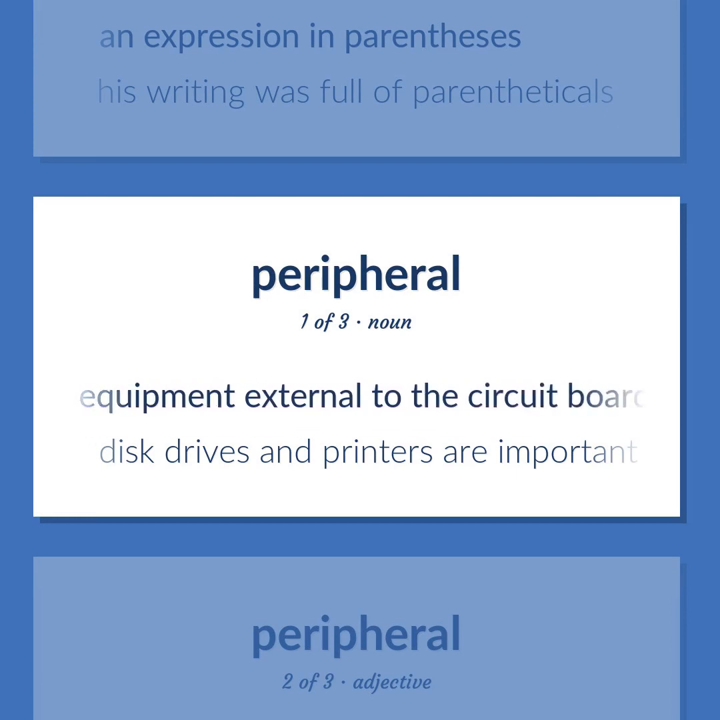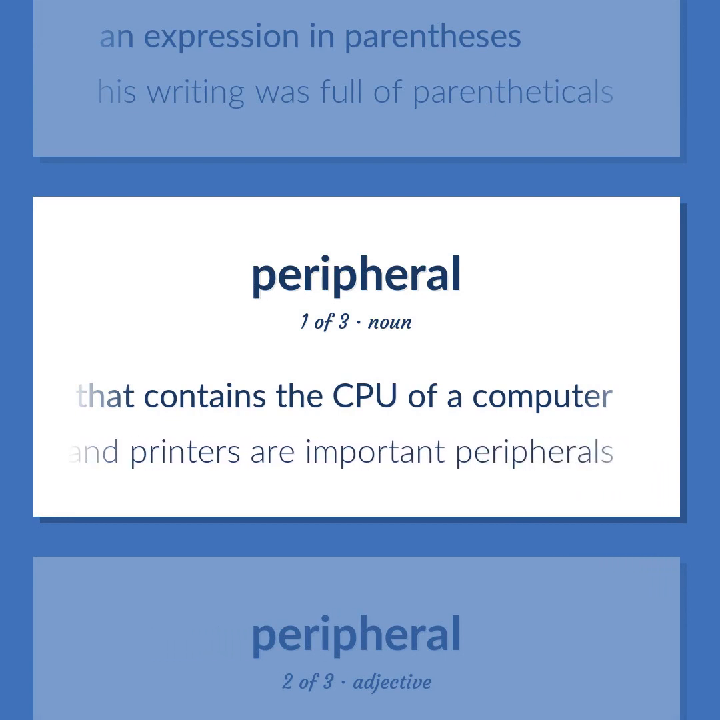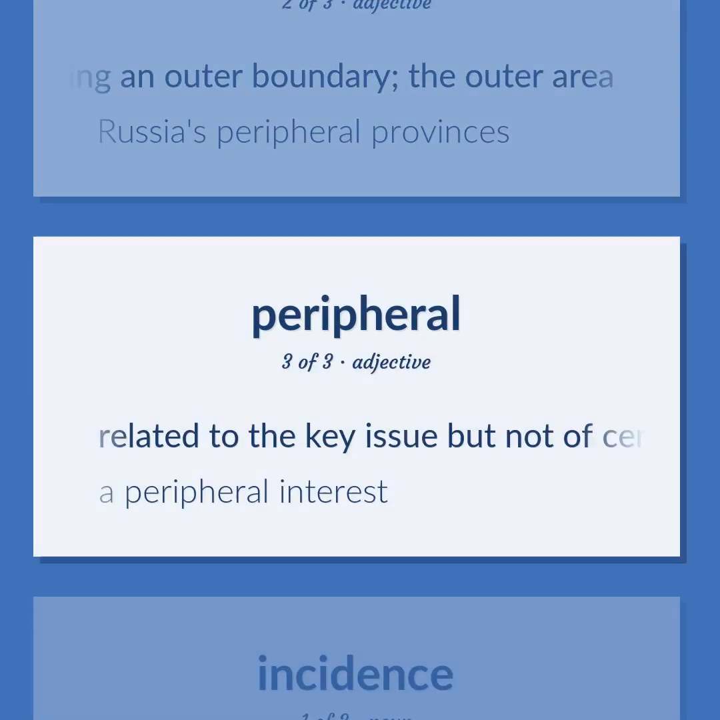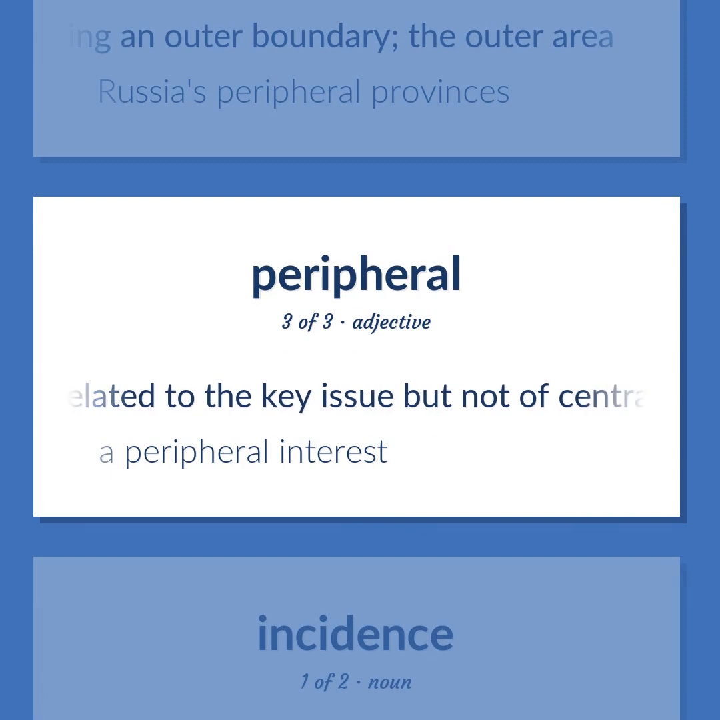Peripheral: electronic equipment external to the circuit board that contains the CPU of a computer. Disk drives and printers are important peripherals. On or near an edge or constituting an outer boundary, the outer area. Russia's peripheral provinces. Related to the key issue but not of central importance. A peripheral interest.